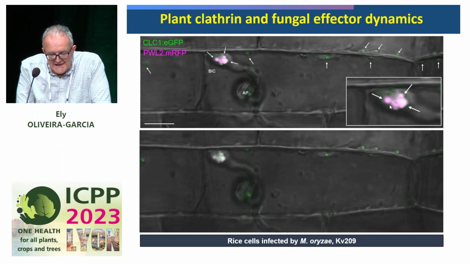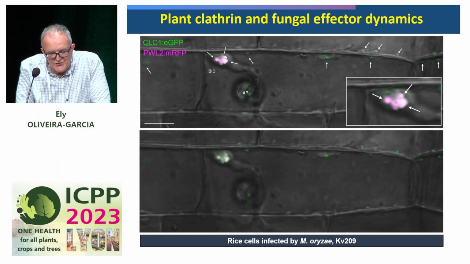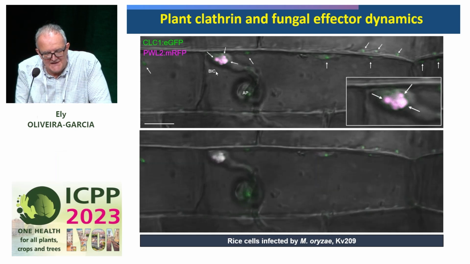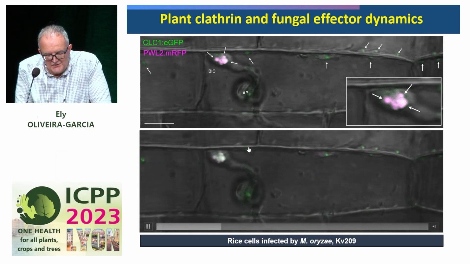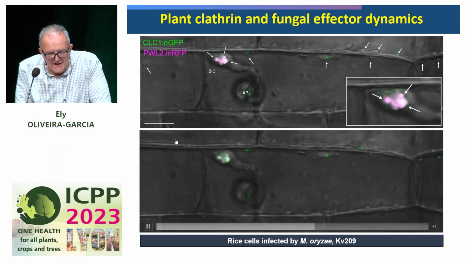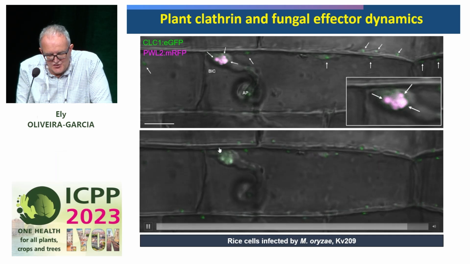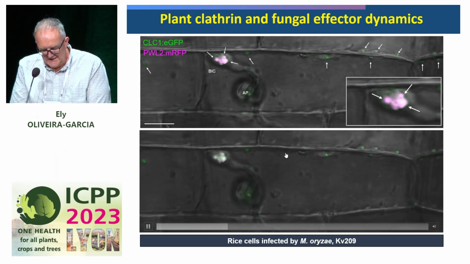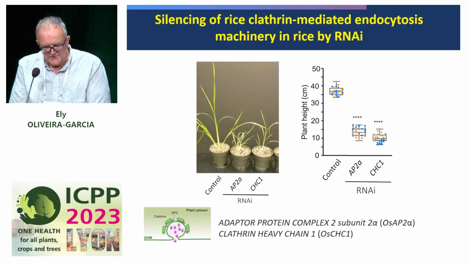And they again appear to be dynamic. So here's the BIC structure, and you can see it's composed of these membranous effector compartments containing, in this instance, PWL2. And you can see that there are other sites of endocytosis across rice cells, but the bulk of the strong fluorescent signal is associated with the BIC as the invasive hypha enters the rice epidermal cell.